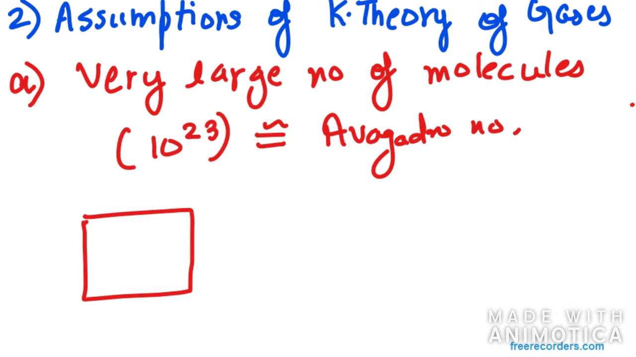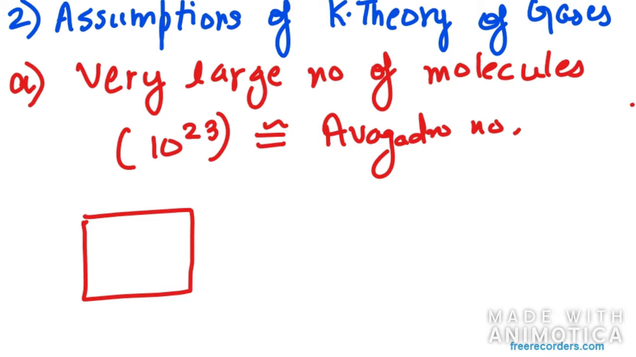Let's start with the second one, assumptions of kinetic theory of gases. It was first stated by Clausius, then it was modified later on. The first one was stated as: a gas consists of a very large number of molecules, which is equivalent to 10 raised to power 23, and which is equivalent to Avogadro number. It was stated that a gas consists of a very large number of molecules in it, equivalent to 10 raised to power 23 and equivalent to Avogadro number.